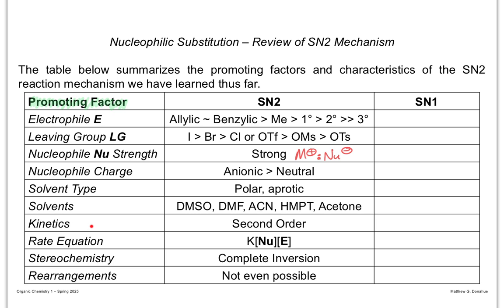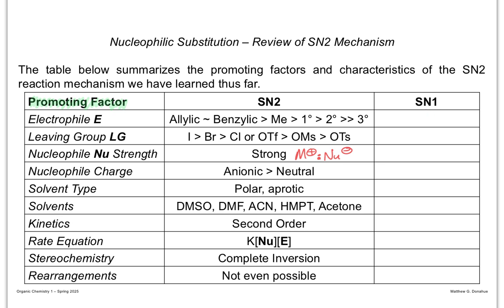Kinetic order, or kinetics, that's the 2 of SN2, so second order. The rate equation depends on the concentration of both the nucleophile and the electrophile. Stereochemistry, we just saw there's complete inversion. And then I have this last thing, rearrangements. It says not possible. So we have to go through the SN1 mechanism.